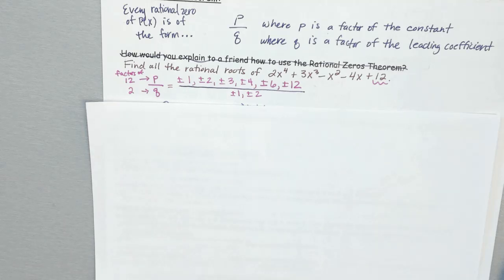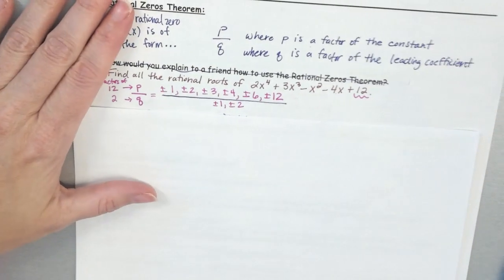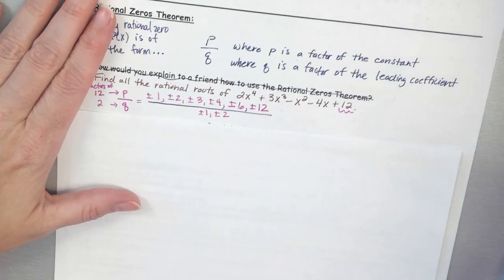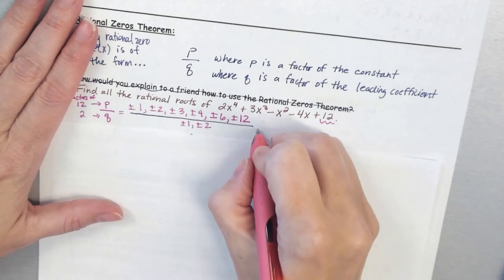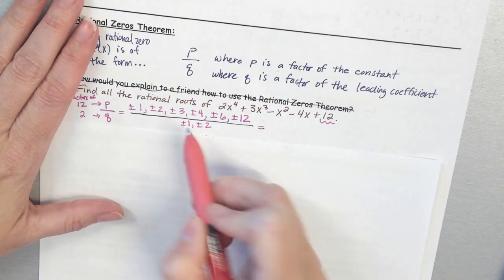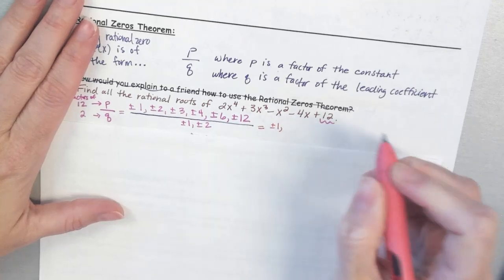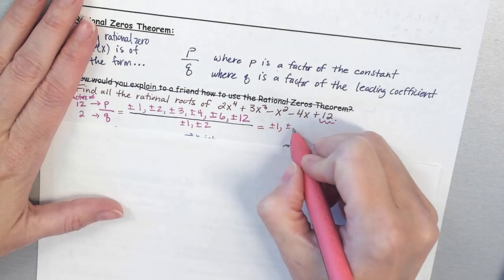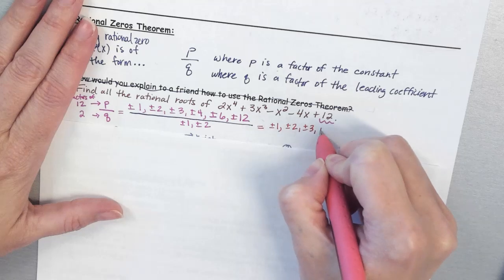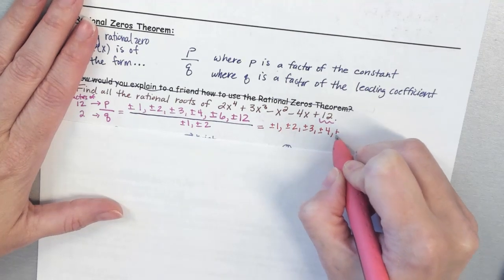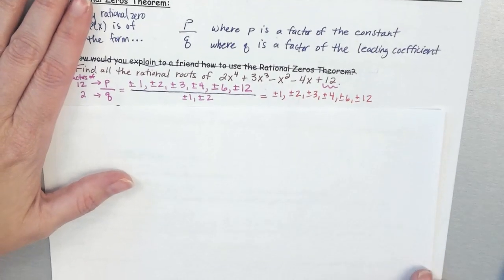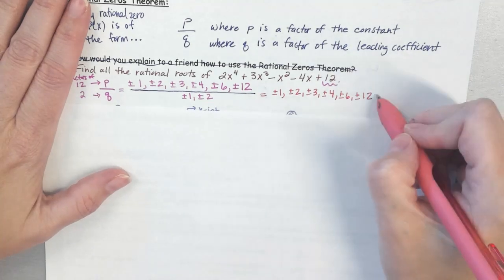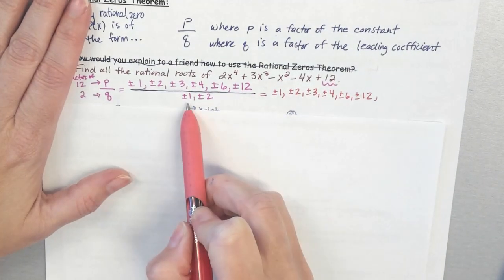Okay? So now what we have to do is we have to divide them. And those are going to be your possible rational zeros. So if you divide 1 by 1, you get 1. If you divide 2 by 1, you get 2. So anything that is on the top is going to be a possible rational root. And then we also have to divide by 2. Okay, so first you divide everything by 1.